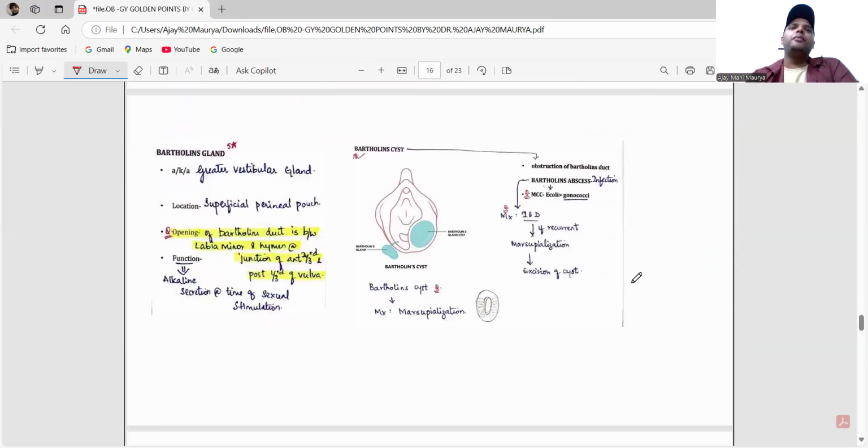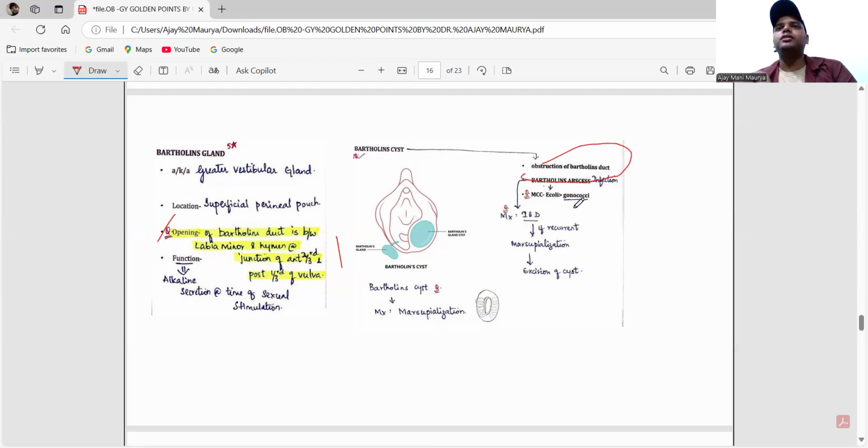Yes guys, this is the Bartholin cyst, also called the greater vestibular gland. I think everyone knows the opening of the Bartholin duct is between the labia minora and the hymen, at the junction of the anterior 2/3 and posterior 1/3 of the vulva. What is the function? Alkaline secretion at the time of sexual stimulation. If there is obstruction, this leads to Bartholin's abscess.